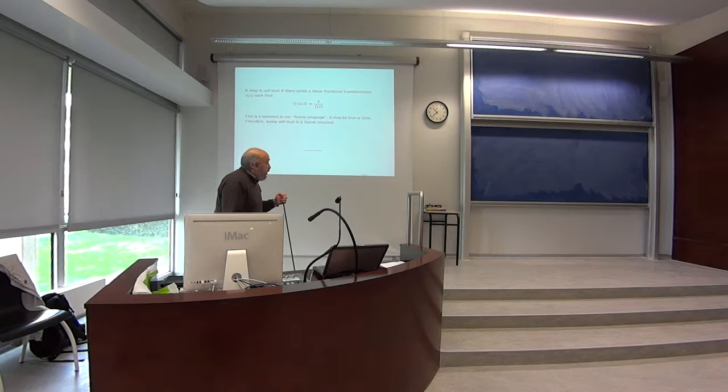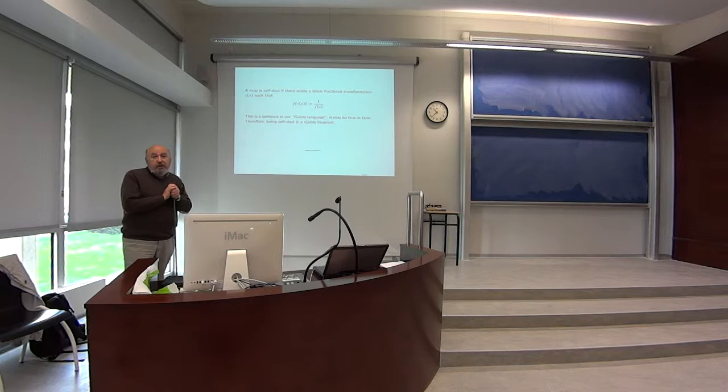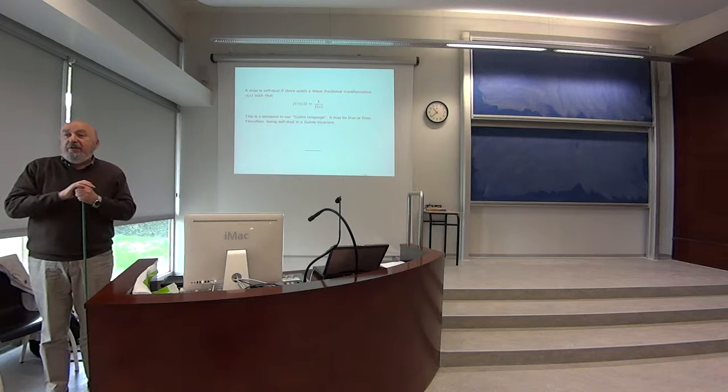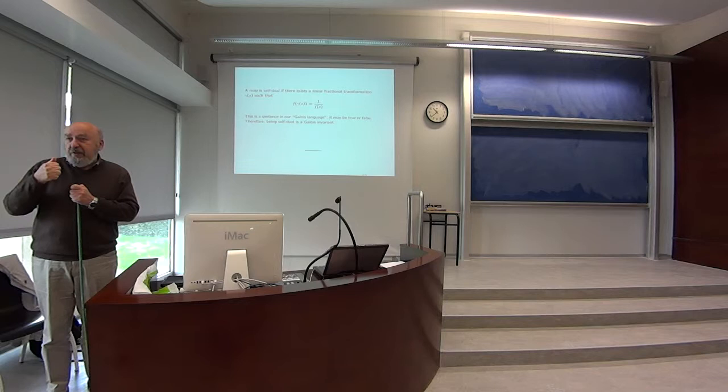So if a map is self-dual, it doesn't mean that f is equal to 1 over f. To be self-dual means that it is not the same map. It means that the dual map is isomorphic to the initial one.